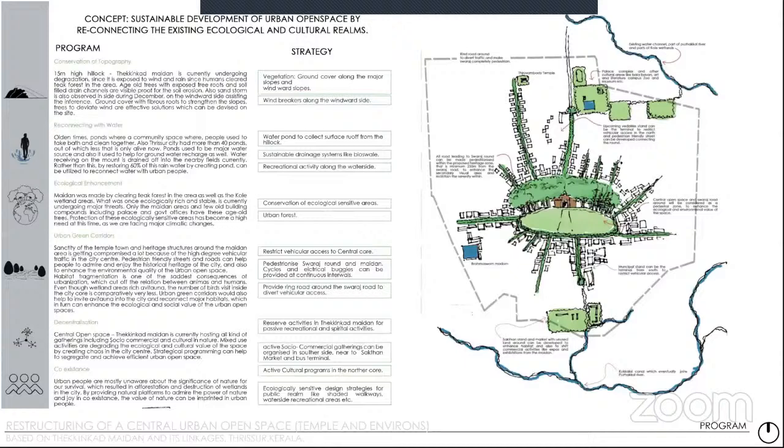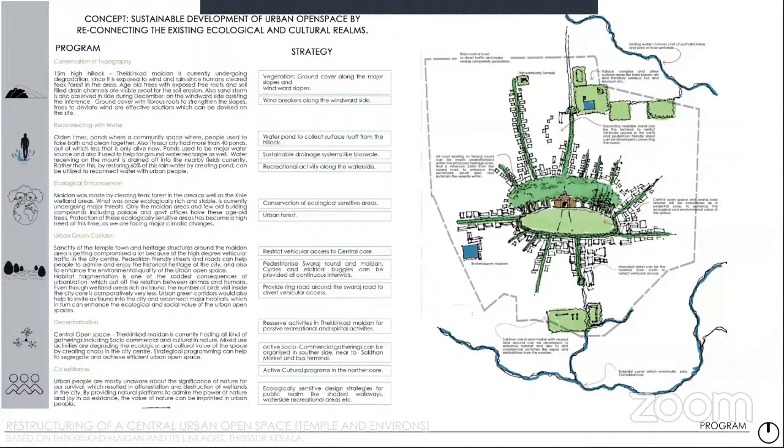Central open space is one of the major nodes within the entire network. Design program is developed by considering the whole picture. Program includes conservation of topography, reconnecting urban crowd with water, ecological enhancement, green corridors, decentralization, and coexistence. Strategies are weaved according to the program to develop the design.